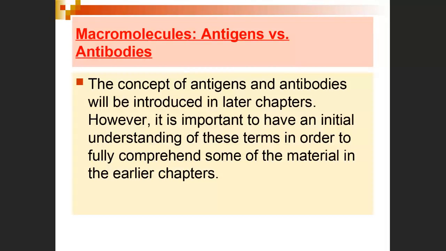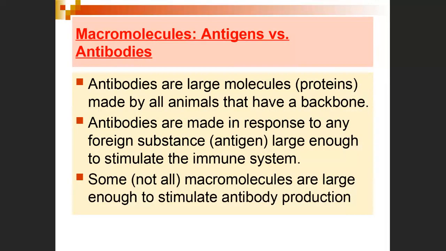All right, now antigens and antibodies. Antigens are molecules, okay? These are molecules that generate the production of antibodies in animals that have backbones, in animals that have an immune system with a bone marrow that is going to make immune system cells that are able to make antibodies.